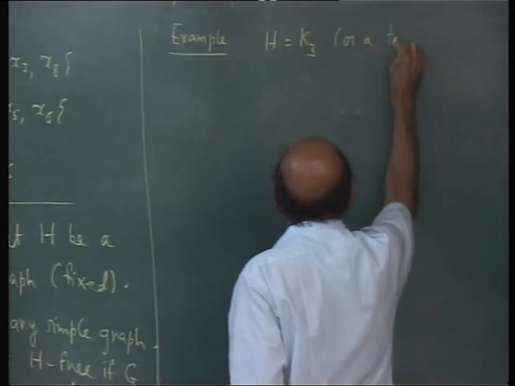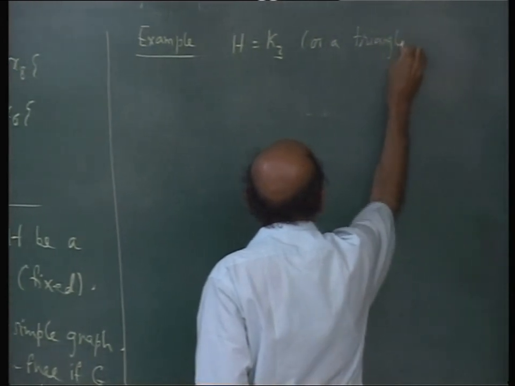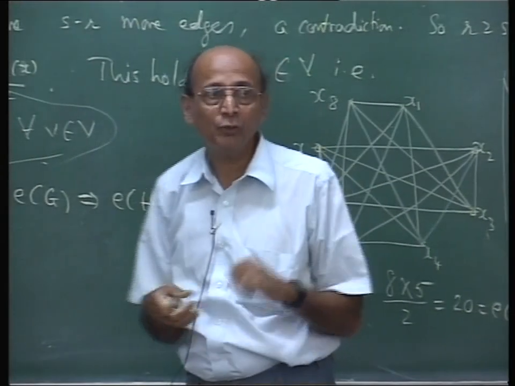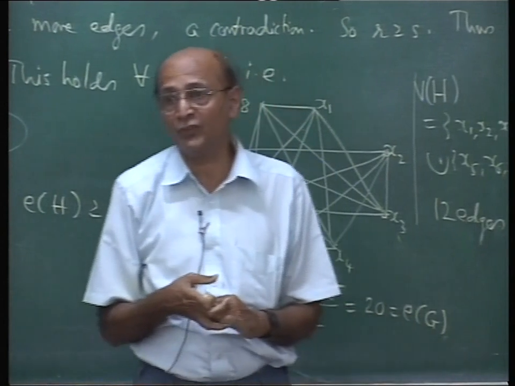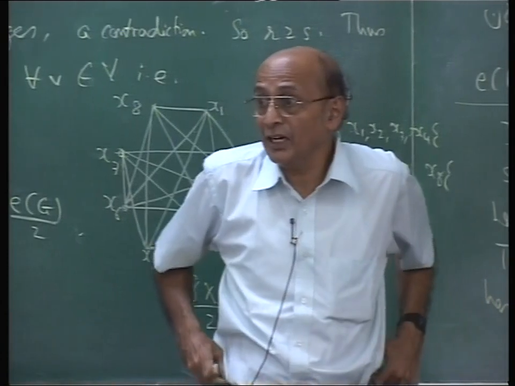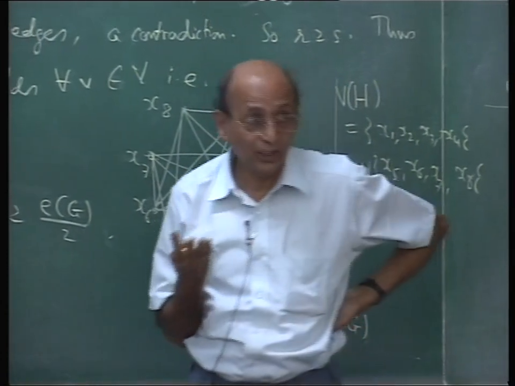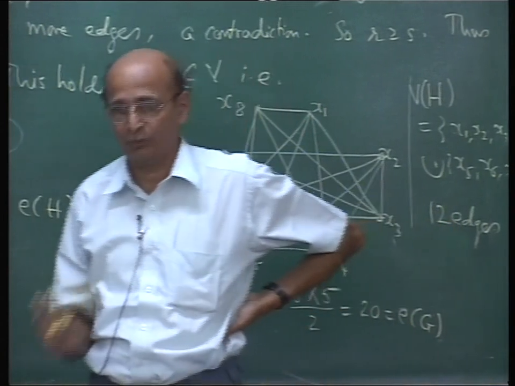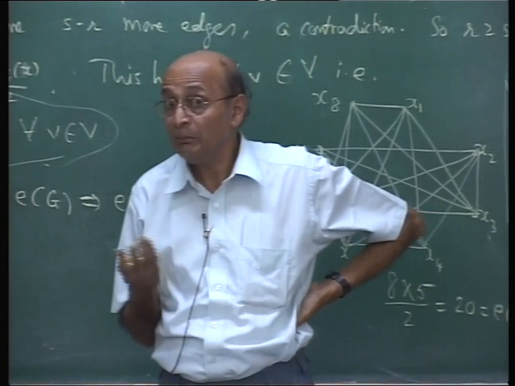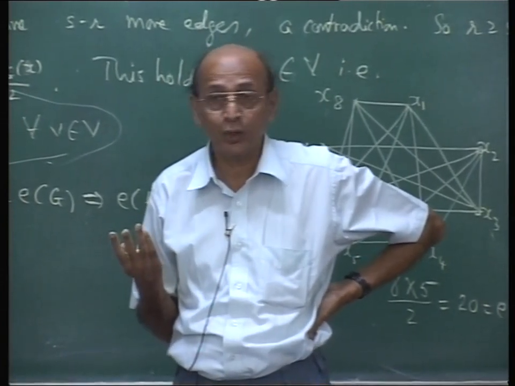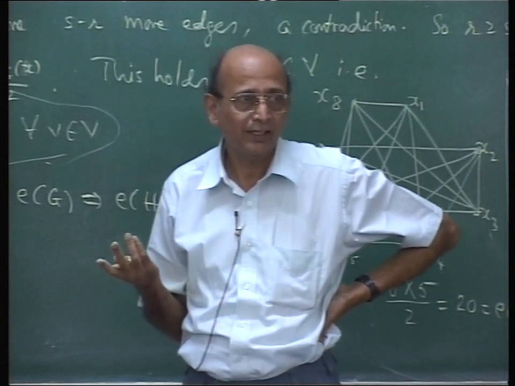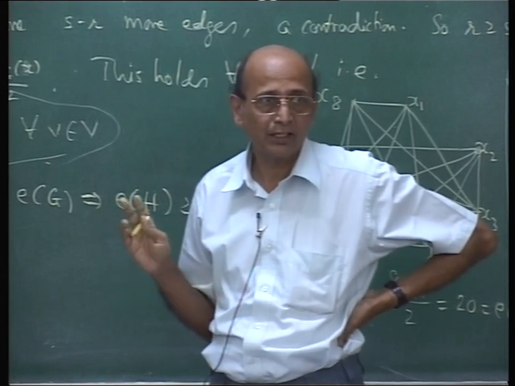Or a triangle. K3 is popularly called a triangle. Do we have examples of triangle free graphs? Yes. Peterson graph is triangle free. Peterson graph has no copy of K3 because the girth is 5. Any bipartite graph is triangle free. Any bipartite graph, because it has no odd cycles. In fact, for that matter, any bipartite graph is even C5 free or C7 free, etc., etc.